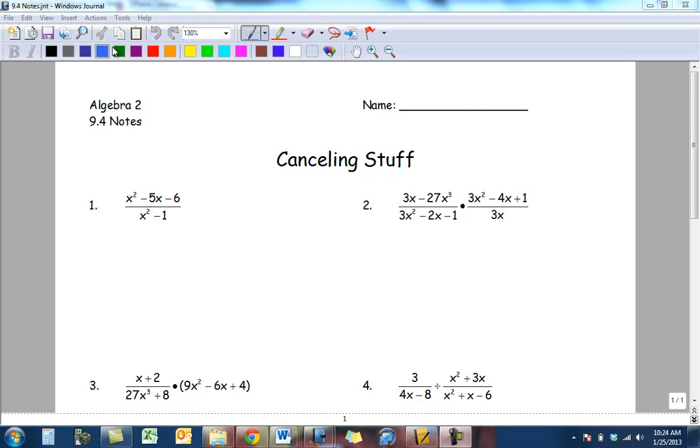All right, day 1 of chapter 9 is on 9.4. That's right, I don't like the order the book goes in, so I'm doing my own thing. Take that. Today we're going to be canceling stuff. What we're going to be doing is factoring and then canceling stuff.